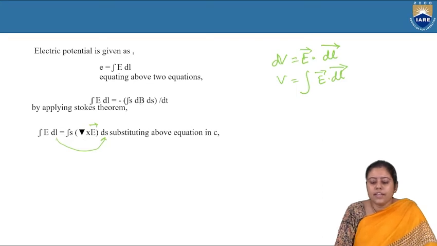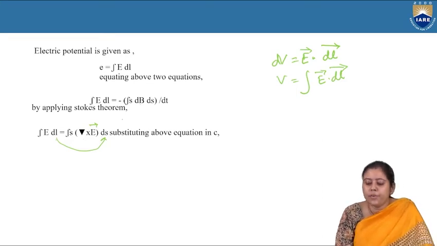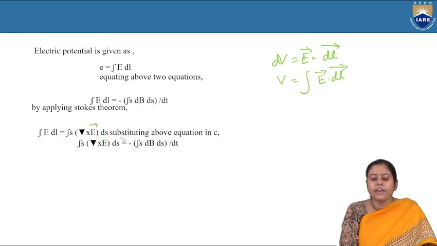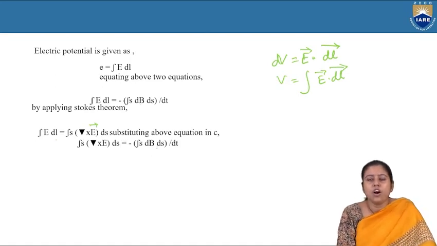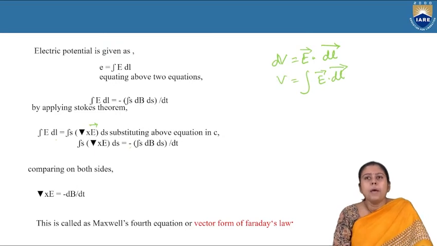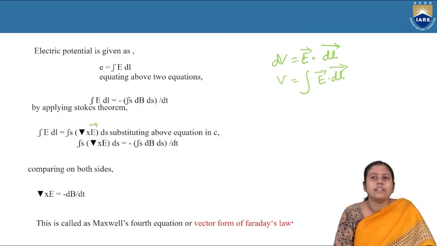So if we equate these two equations, we get the integral of grad cross E dot ds equals the integral of minus dB by dt dot ds. Both sides have ds, so equating them, we get grad cross E is equal to minus dB by dt. This equation is known as Maxwell's equation, or the vector form of Faraday's law.